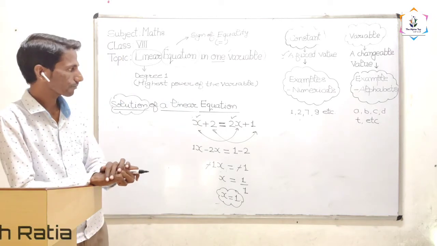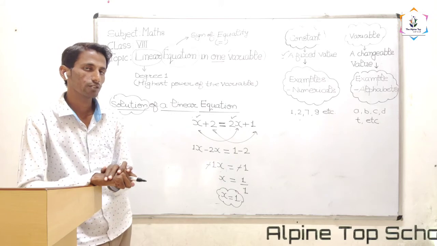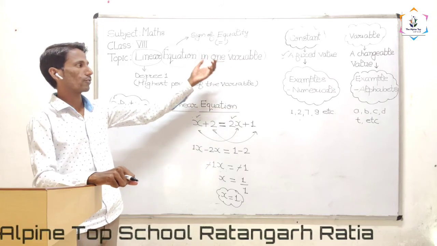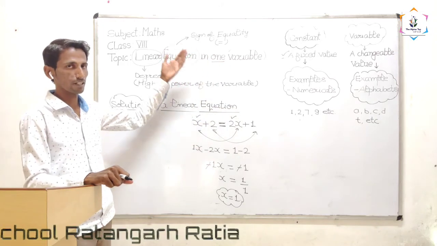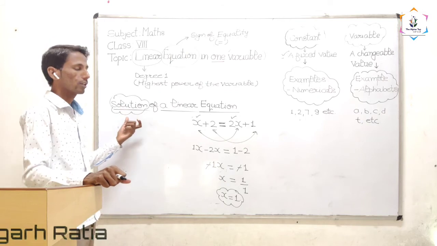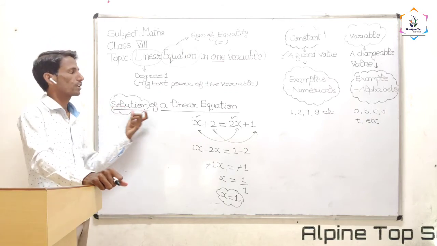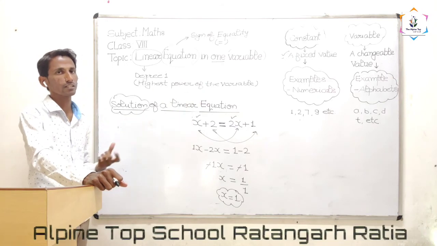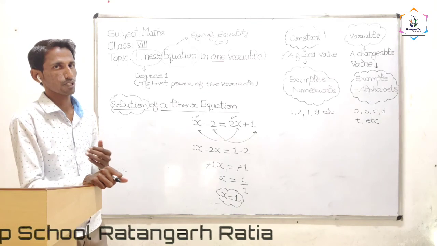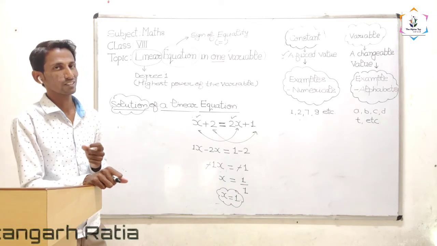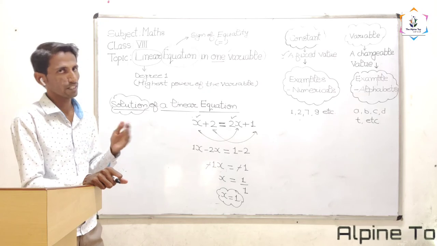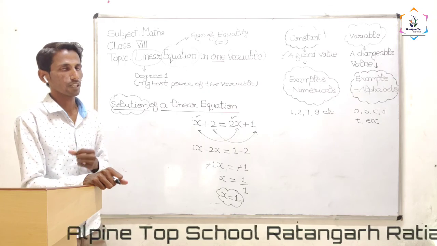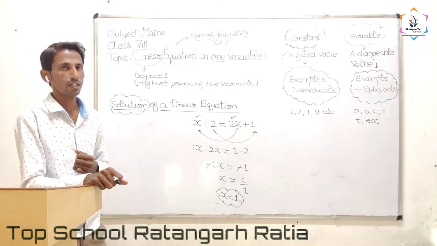Dear students, I hope you have cleared this concept: what is the meaning of a linear equation in one variable, what are the meanings of the specific words contained in this topic, and the main concept, what is the solution of a linear equation, and the next concept of how we can find the solution of a linear equation. It means what is the process to find the solution of a linear equation, or indirectly we can say how we can solve a linear equation which is in one variable. I hope you have cleared this concept.